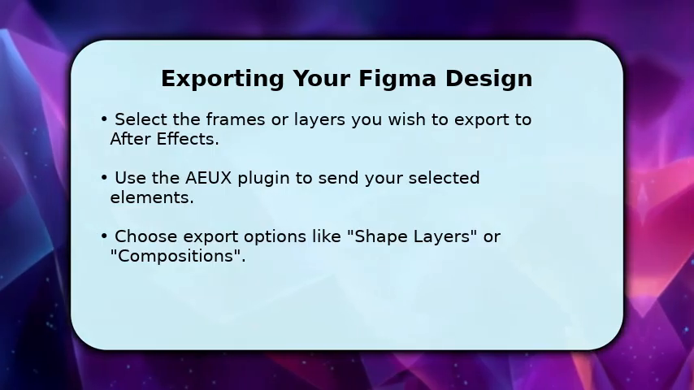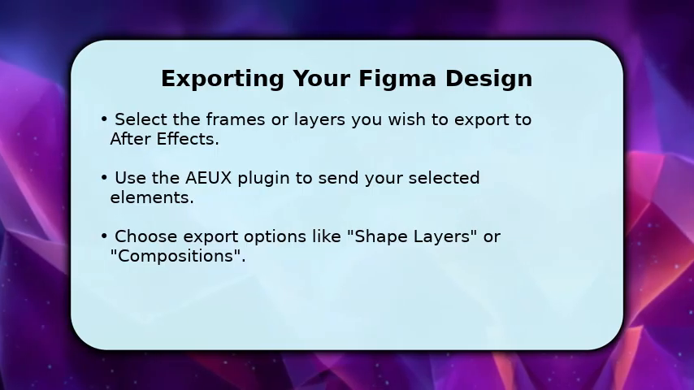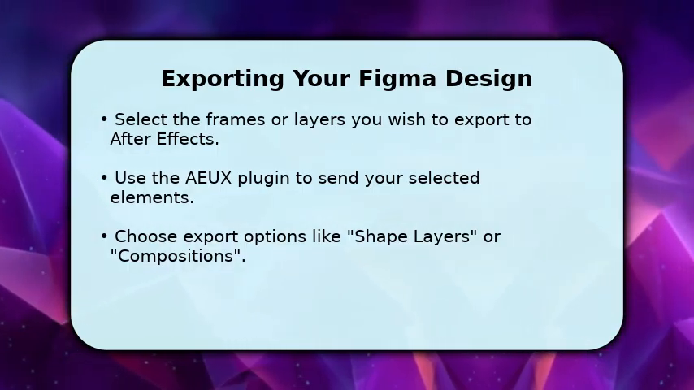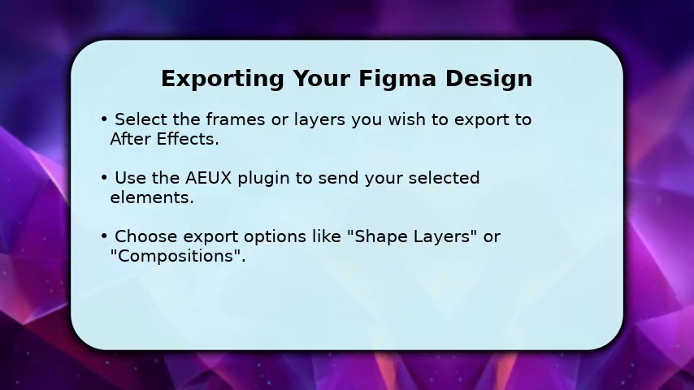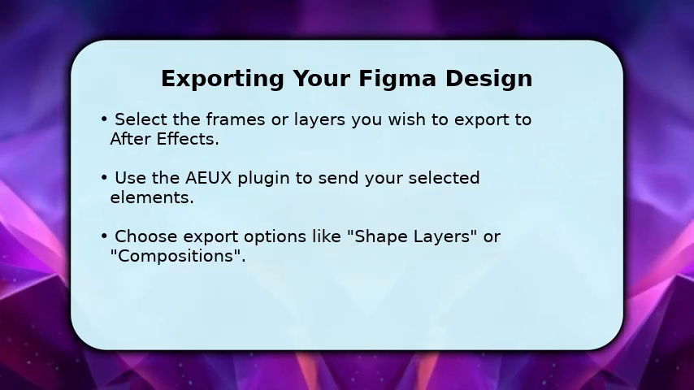Open the AE plugin within Figma and click the Send to AE button. You'll have options to export as shape layers, which are fully editable, or as pre-composed layers, offering more control over complex animations. This step is crucial for maintaining design fidelity.